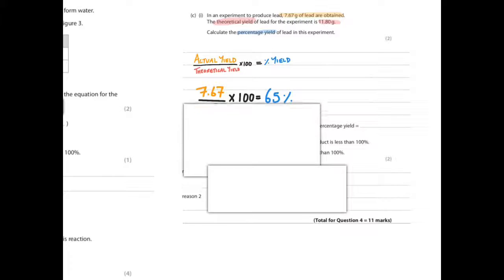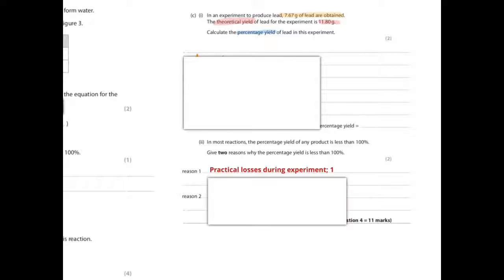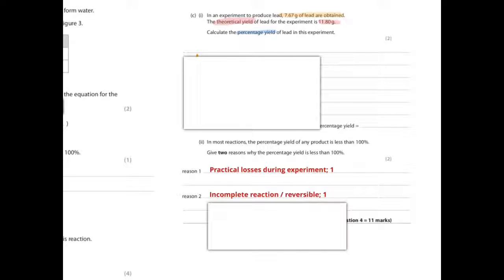Next question. In most reactions, the percentage yield of any product is less than 100%. Give two reasons why the percentage yield is less than 100%. You just need to memorize the staple answers for this. Why don't you get complete success? Why don't you get everything you'd hope to get? Well, firstly, you get practical losses during the experiment. Maybe, for example, when you're transferring the material from the reacting chamber to how you're going to package it, some of it's stuck to the sides of the container. So that's what we call generally as practical losses. Other reasons are incomplete reaction.